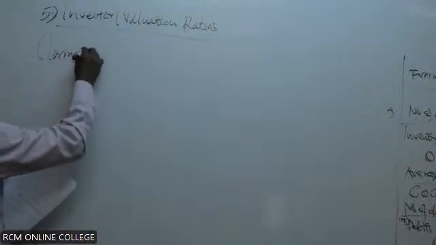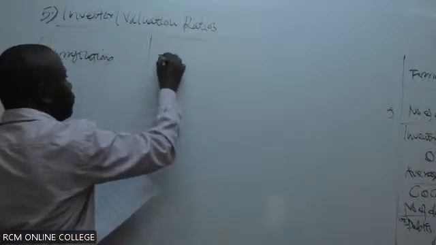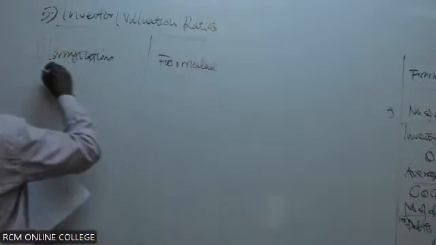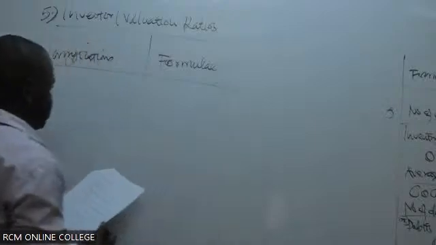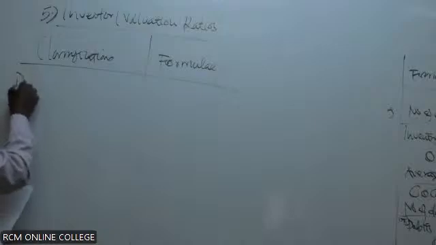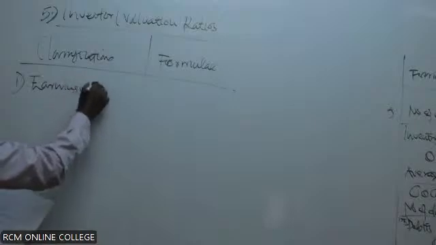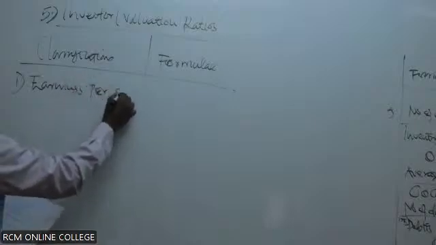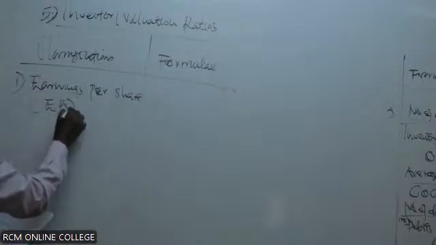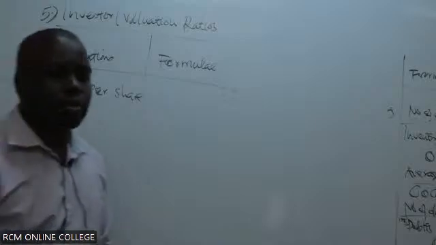So we can look at how they are classified, the classifications and of course the formulas. The first one in this case is earnings per share. Earnings per share is sometimes known as EPS.